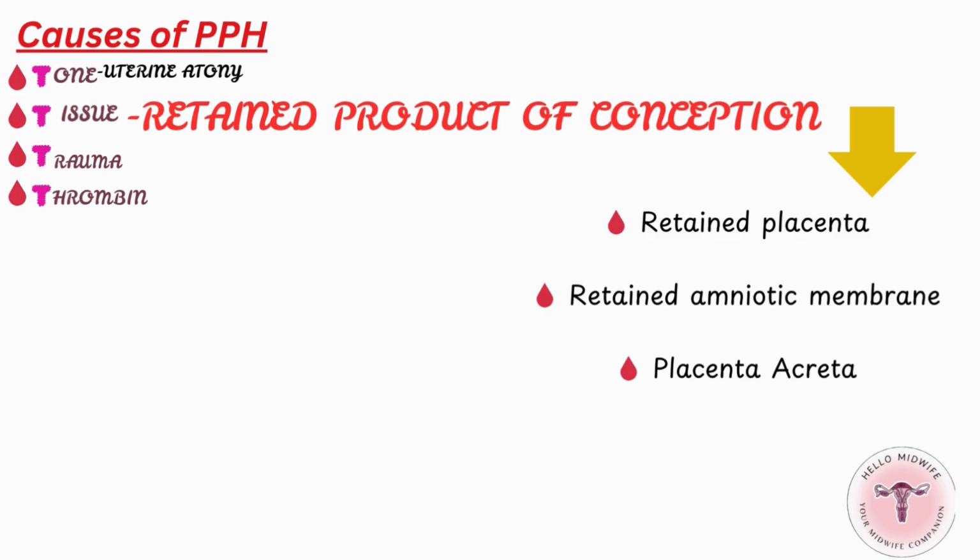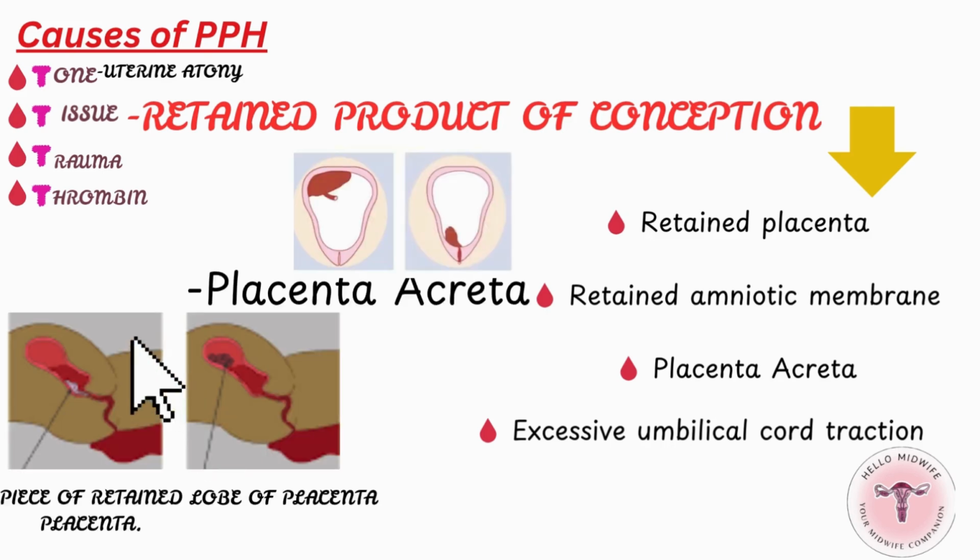Also, pulling on the umbilical cord too forcefully or too early, known as excessive umbilical cord traction, can lead to complications like uterine inversion or a retained placenta, both of which can cause PPH by interrupting the normal process of the third stage of labor. And this can be seen in the image below the video.